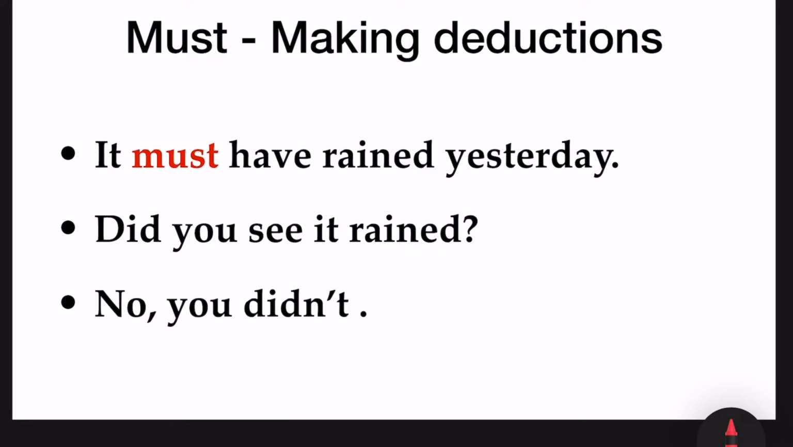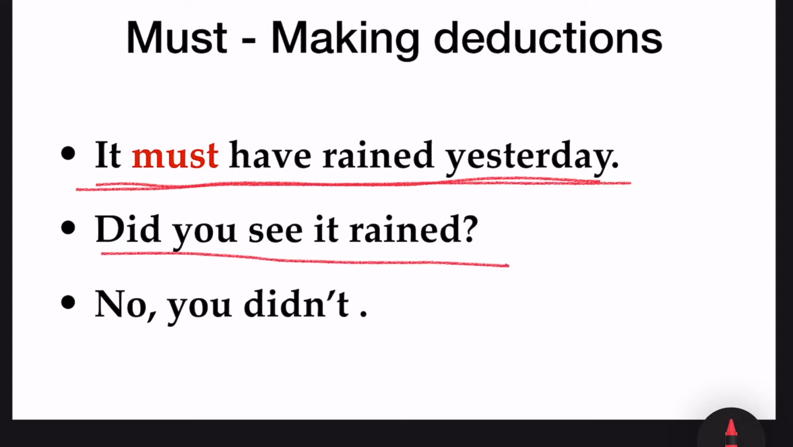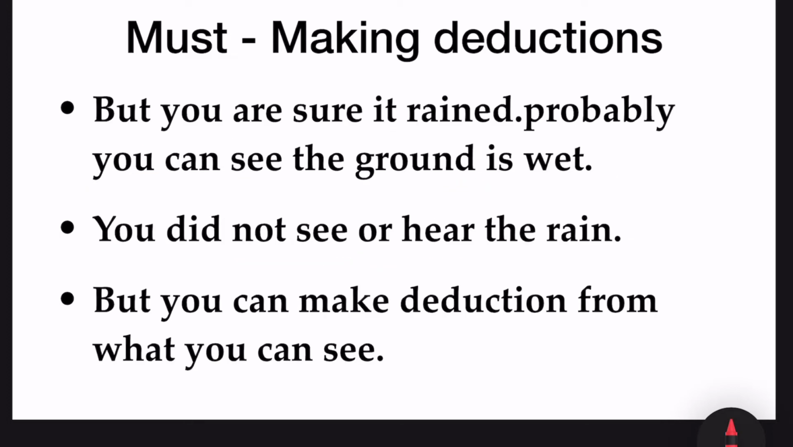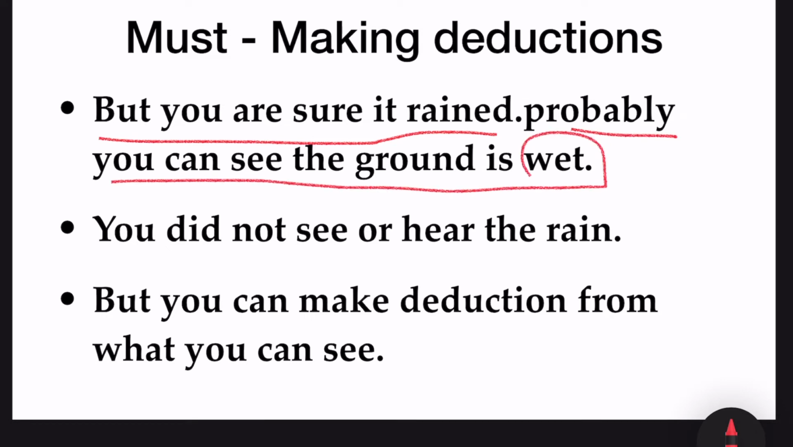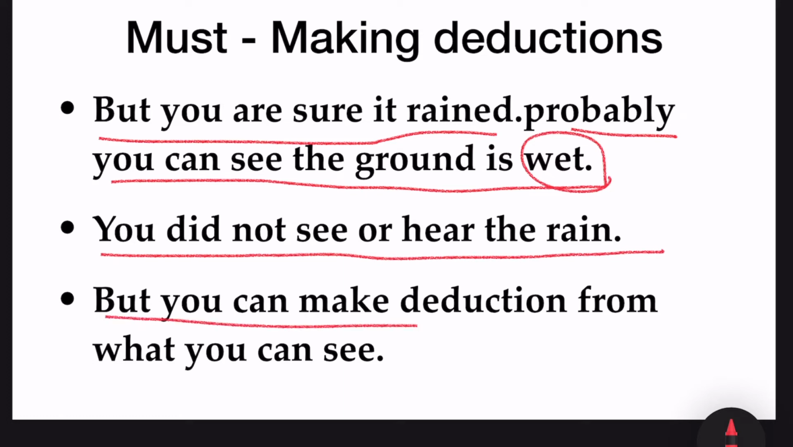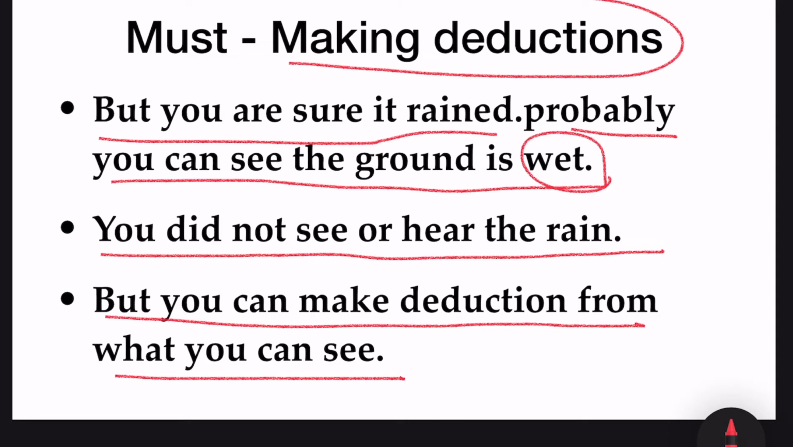Look at this example. It must have rained yesterday. Did you see it rained? No, you didn't. But you are sure it rained. Probably you can see the ground is wet. You did not see or hear the rain, but you can make a deduction from what you can see. So, for making deductions, we have used must.